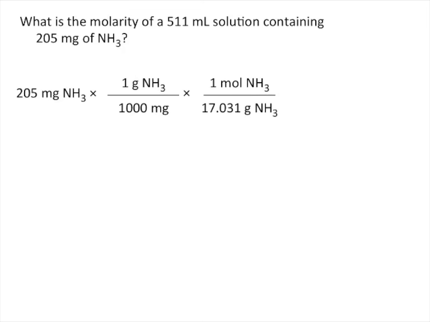Why do you have to do that? Well, because the molar mass of ammonia, 17.031, is listed in grams per mole. So we start with milligrams. We have to convert milligrams to grams first. And remember, you put the milligrams on the bottom so that your milligrams cancel out. And then when you use your conversion factor relating to the molar mass, you put the grams on the bottom so the grams cancel out.